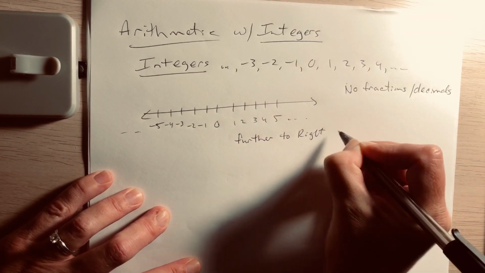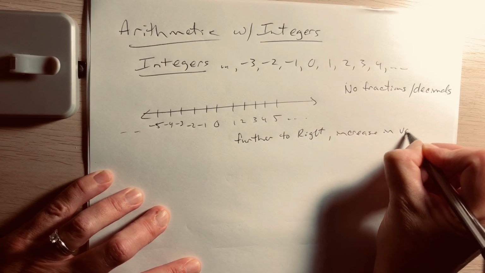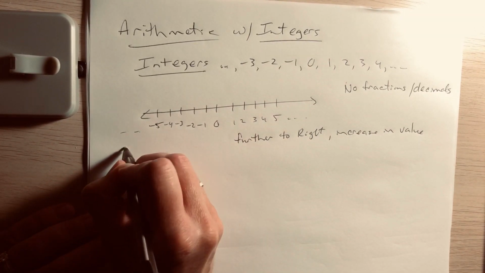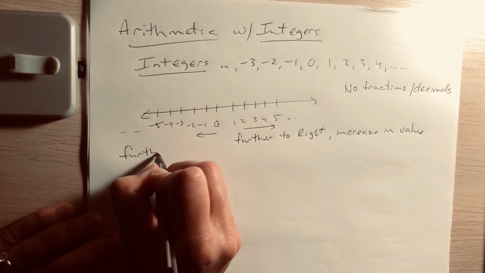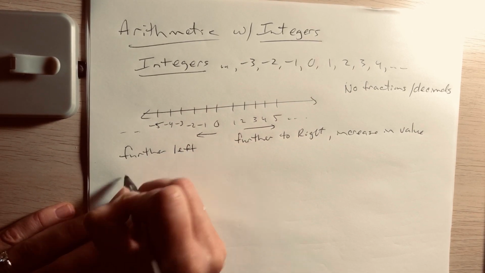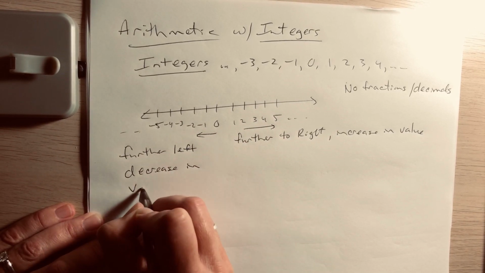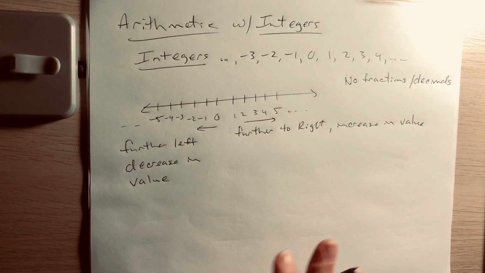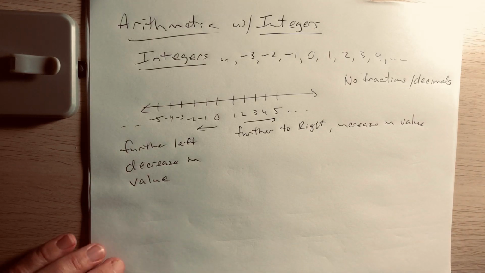All right, now further to the right on the number line, the numbers increase in value. And the further to the left, the numbers decrease in value. So an important concept to understand is what numbers are larger or smaller than others in terms of whether they have a negative or positive sign.